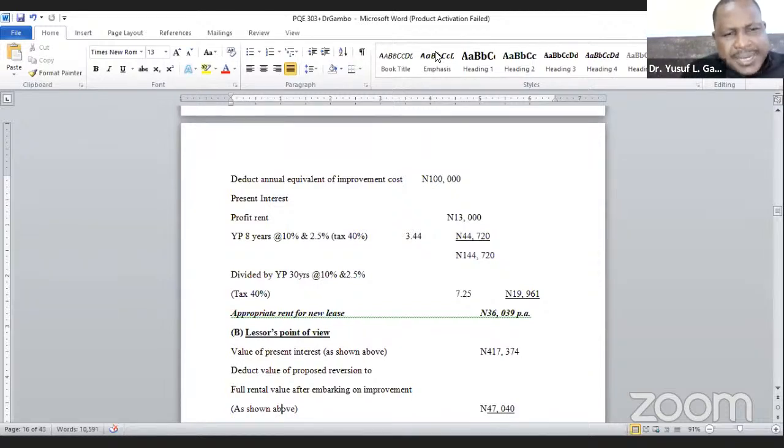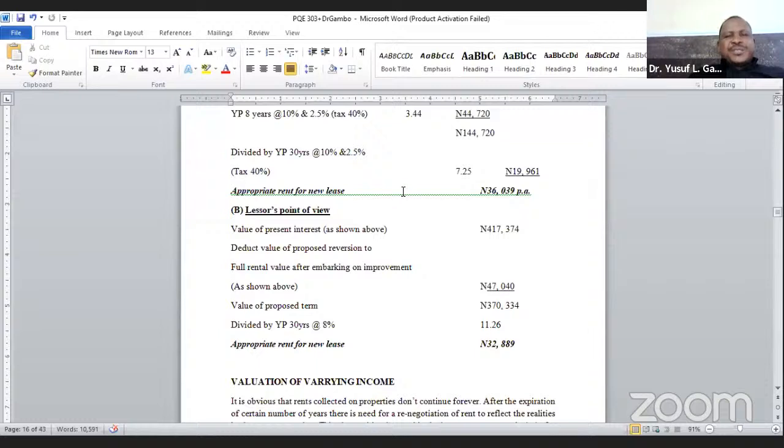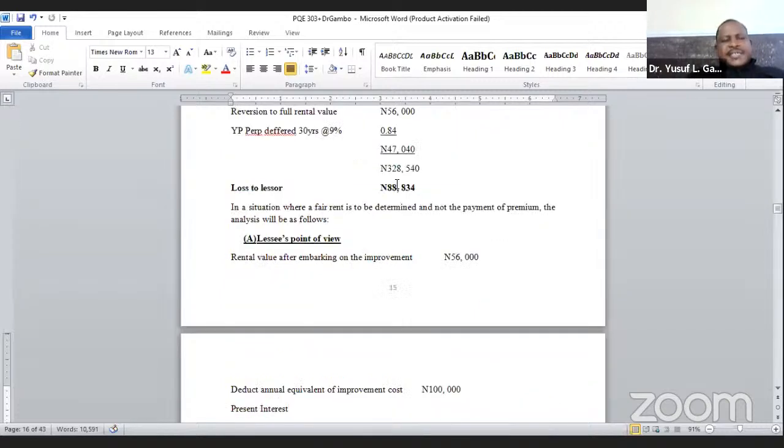So let's look at lessor's point of view. Value of present interest as shown above, 417,374. This is just analysis where rent will be determined. Where fair rent is to be determined, you've finished your calculation, but they are saying if not premium paid, but rent to be determined, that is what to do. This is the rent acceptable by the lessee, 36,000, and the lessor is 32,000, and you've seen how they've done it. Just the same process.